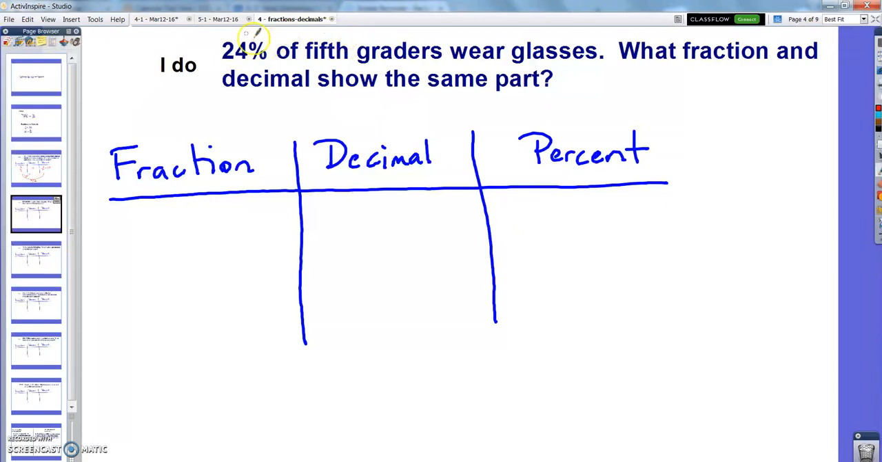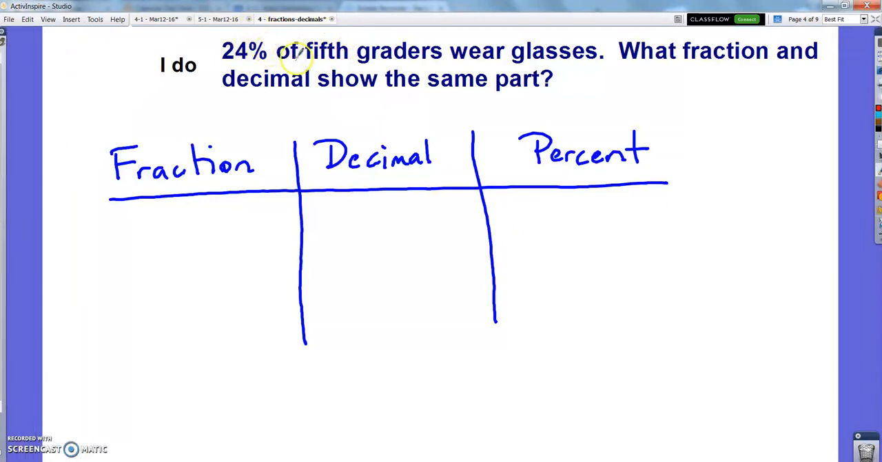What if I start with a percent and try to find the other two from there? It says 24% of 5th graders wear glasses. What fraction and decimal show the same part? So 24% is what I'm starting with. I want to find the decimal and the fraction that show the same amount. So it should be pretty easy because I know that is 24 out of 100. Percent is a ratio out of 100. 24 out of every 100 students wear glasses.